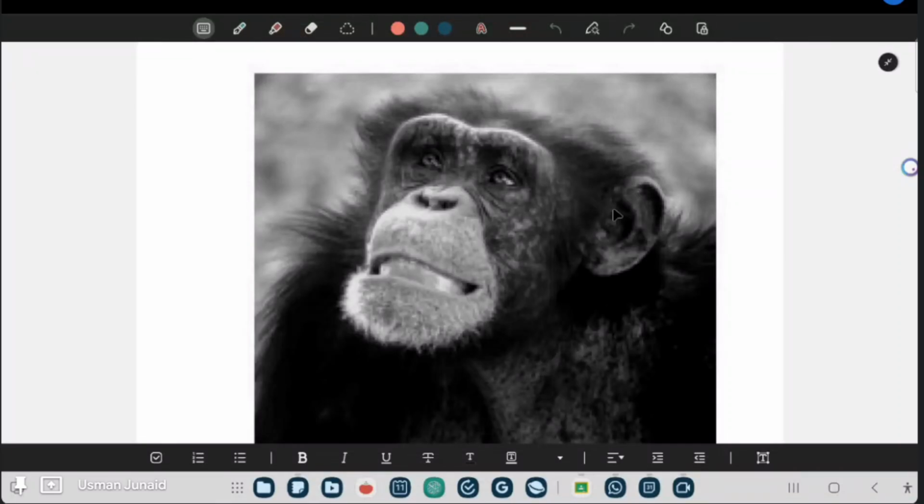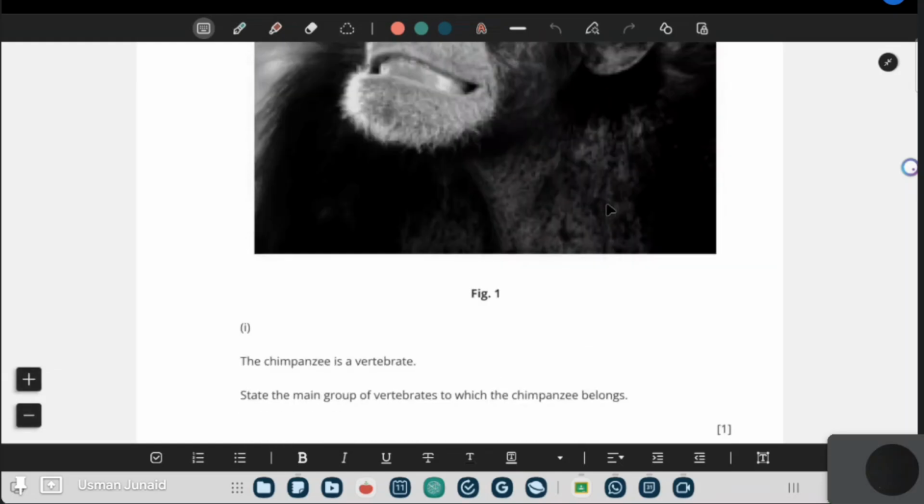This is the question where we left off. So, chimpanzee is a vertebrate. State the main group of vertebrates to which the chimpanzee belongs.